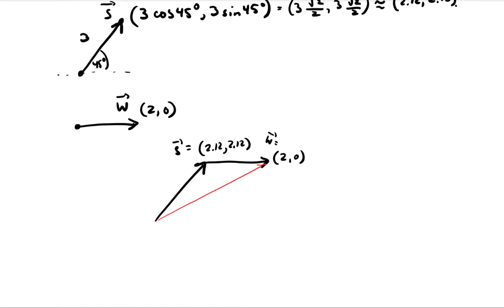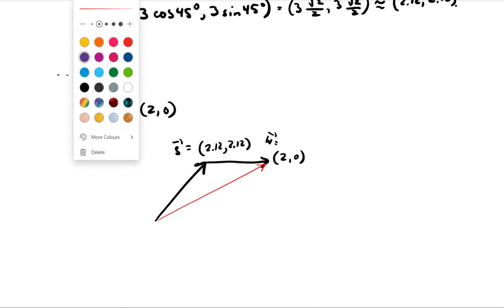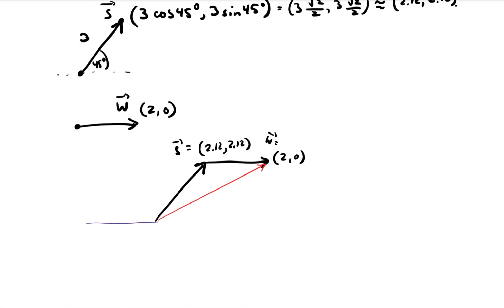So how do we add using the coordinates? This is the whole purpose of the first part of this video. Well, notice that this is the x-axis here, so we need to see how he's moving forward. Well, according to the S vector, this is going forward by 2.12. Now, according to the W vector, this is moving forward by 2.